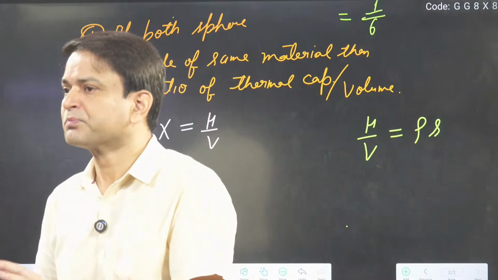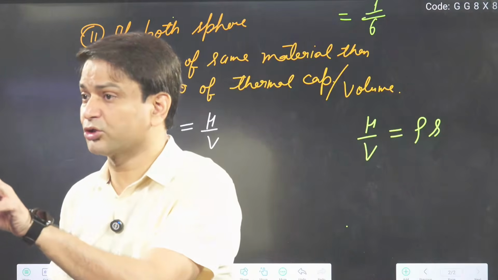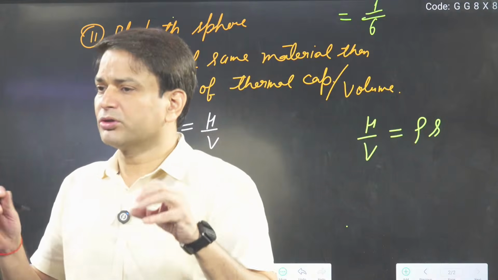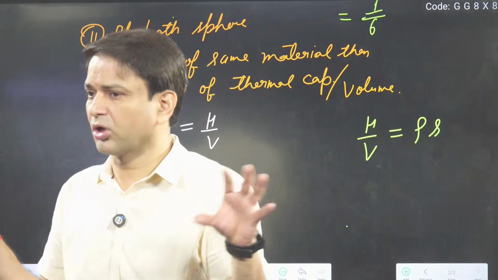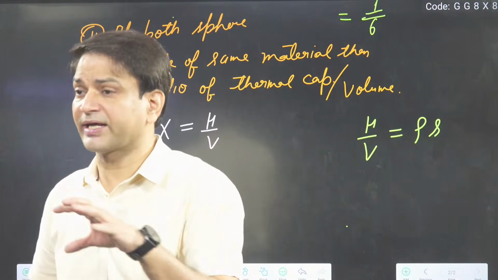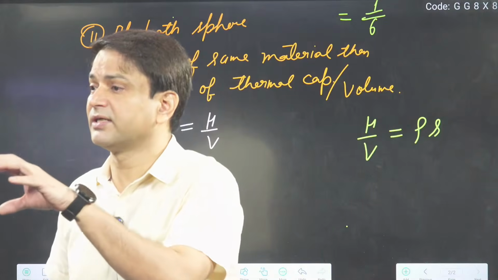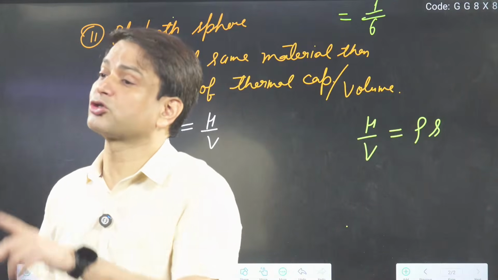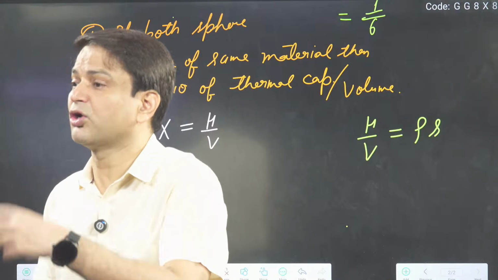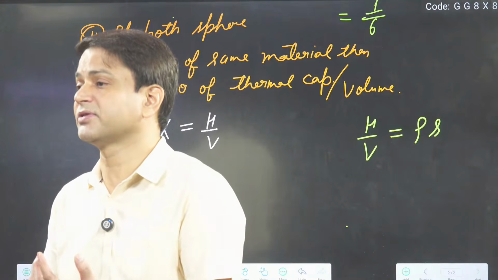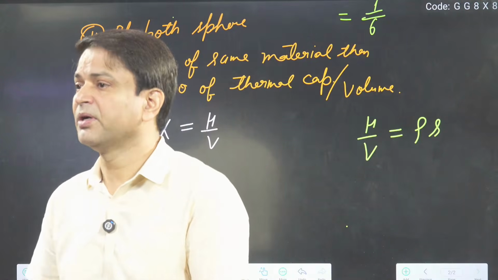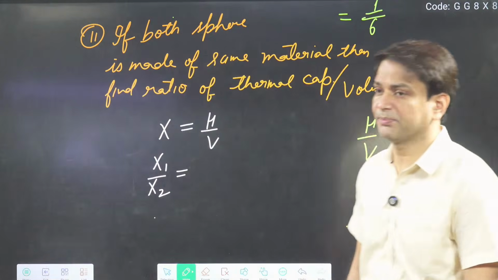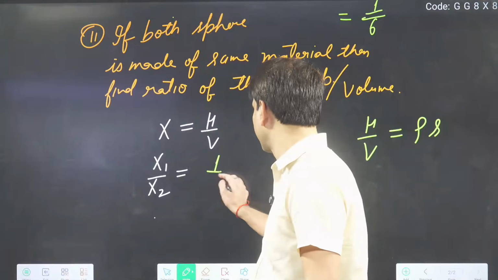So basically we have to find the ratio rho1 S1 upon rho2 S2. Both are solid spheres made of the same material, so density will be the same because density depends upon the material. Specific heat also depends upon the material, and the material I gave is the same. So rho same, S same. It means H upon V will be the same, so the ratio is 1:1.